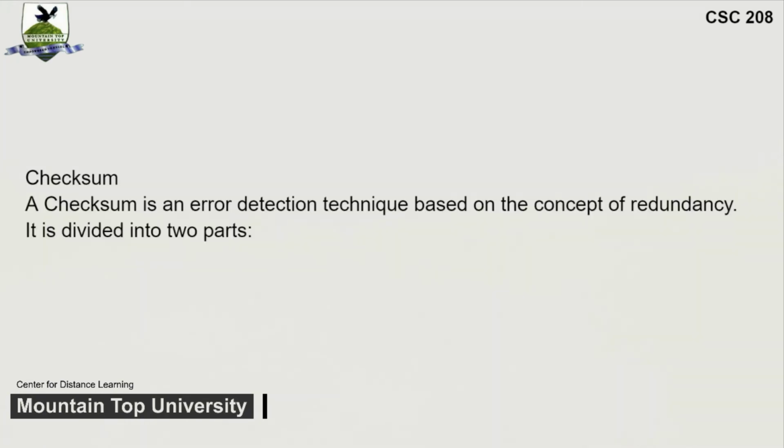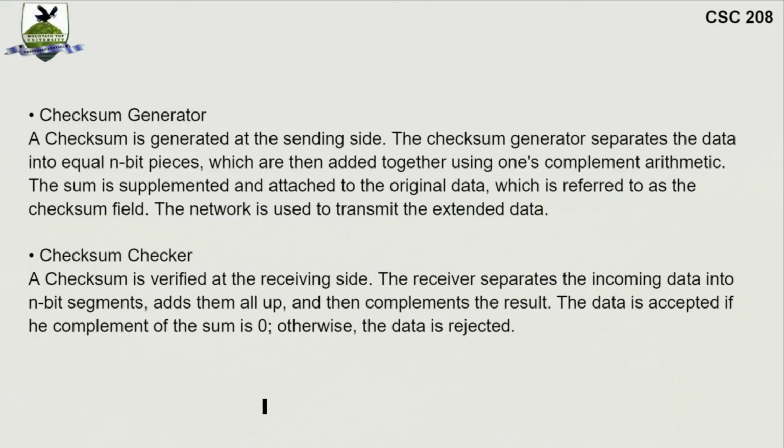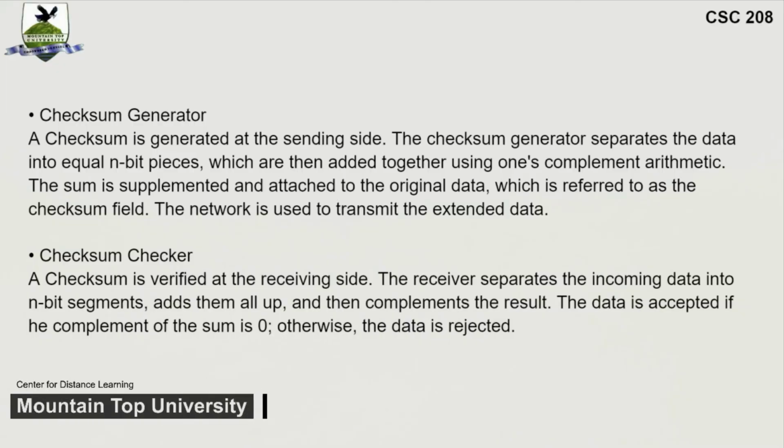Checksum. A checksum is an error detection technique based on the concept of redundancy. It is divided into two parts. Checksum generator. A checksum is generated at the sending side. The checksum generator separates the data into equal n-bit pieces, which are then added together using one's complement arithmetic. The sum is complemented and attached to the original data, which is referred to as the checksum field. The extended data is transmitted across the network.